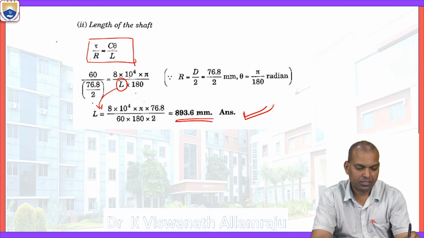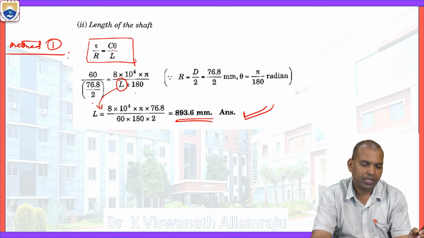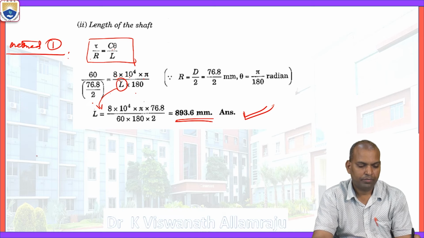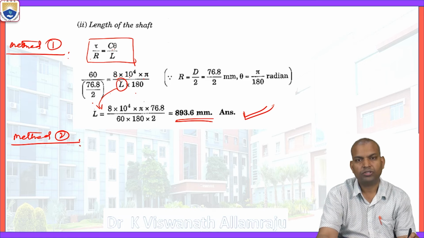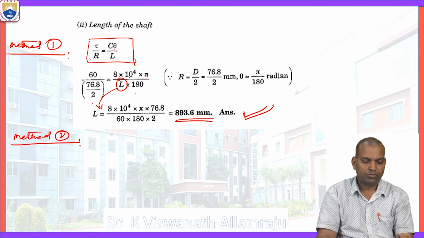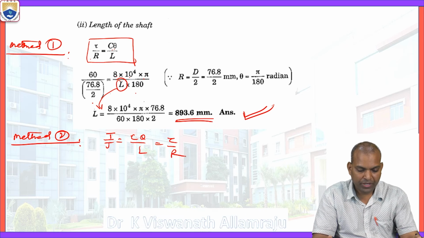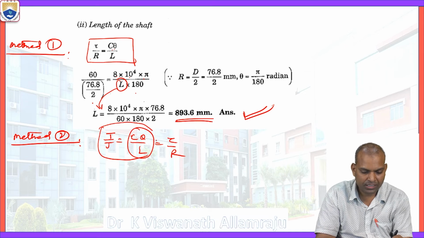There is another method. This is one of the methods. It is method 1. We can also calculate by using another method, method 2. What is that method 2? The method 2 is that we know that T by J equal to C theta by L equal to tau by R. But we have to use this C theta by L because L is unknown to be found. Now T by J and C theta by L.